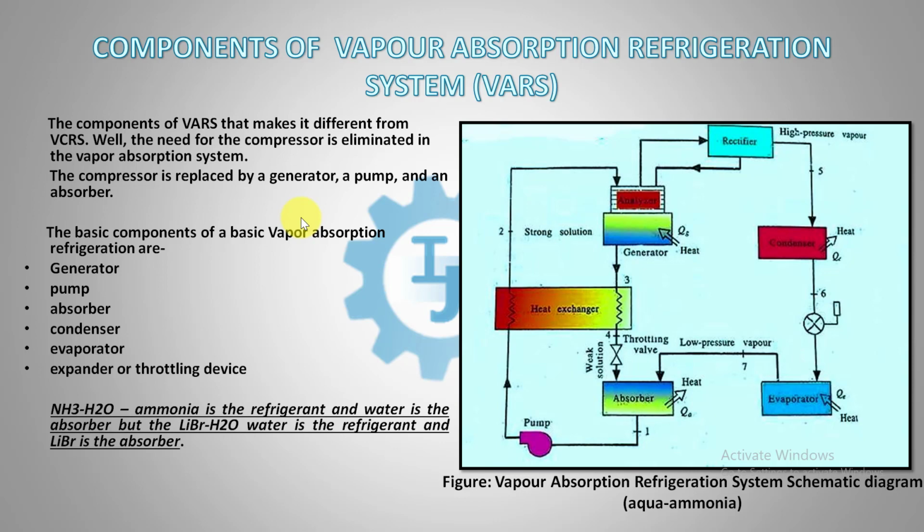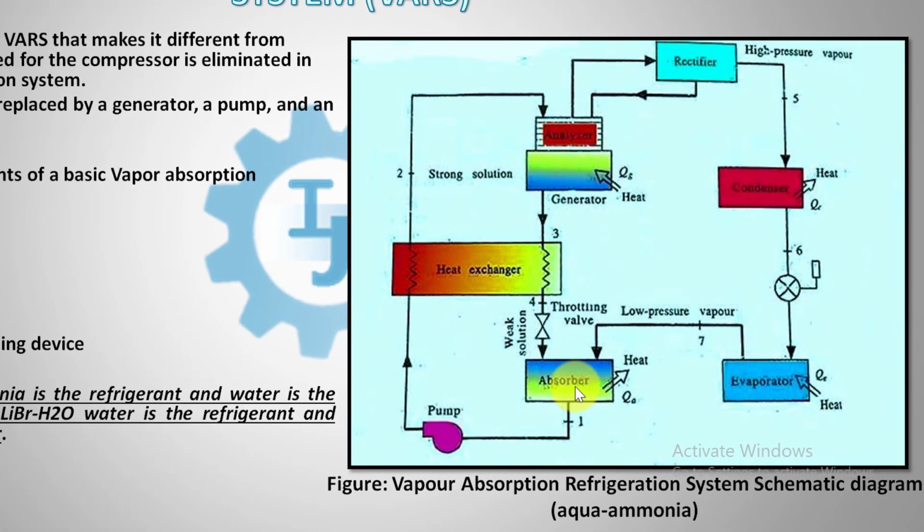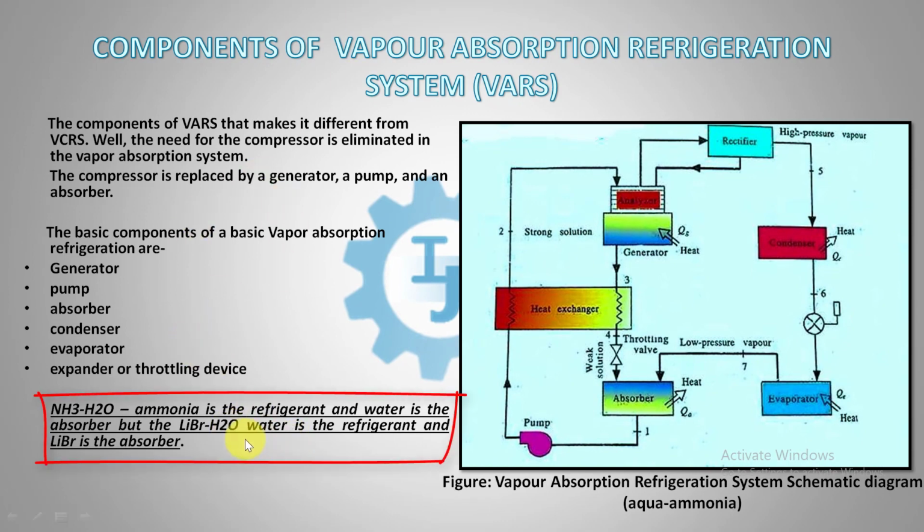Here in the case of the vapor absorption system, the compressor is replaced by a generator, a pump and an absorber. So what are the components used in the vapor absorption refrigeration system? The components are generator, pump, absorber, condenser, evaporator and throttle valve or expansion valve or expander. In the ammonia-water refrigeration system, ammonia is used as the refrigerant and water is the absorber. But in the case of lithium bromide-water, water is the refrigerant and lithium bromide is the absorber.